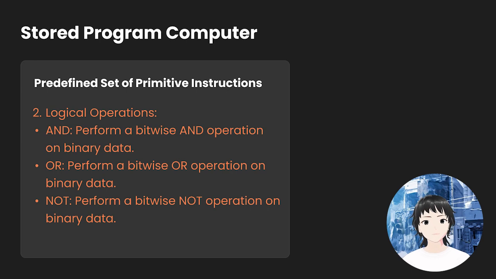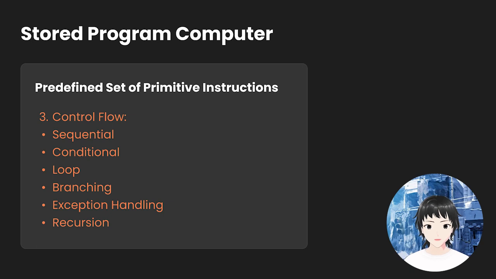The next thing I'm moving on to is logical operations. There are basically three logical operations: AND, OR, and NOT. AND is a bitwise AND operation on binary data. There's a bitwise OR operation and a bitwise NOT operation. Moving to the next part, control flow, which controls the flow of the program, literally. There's sequential control flow, conditionals, loops, branching, exception handling, and recursion. These are the most common control flows used in programs.